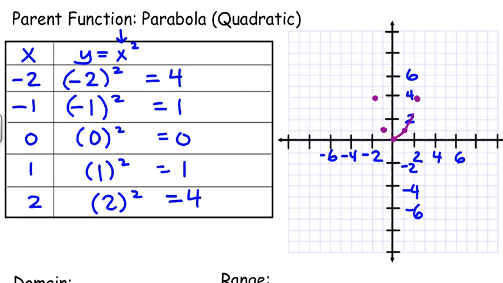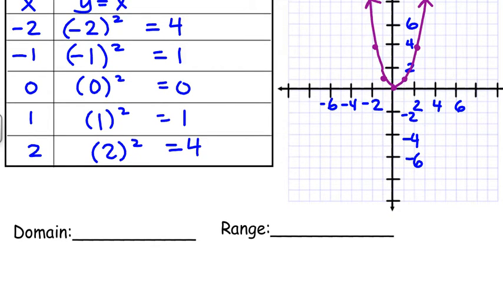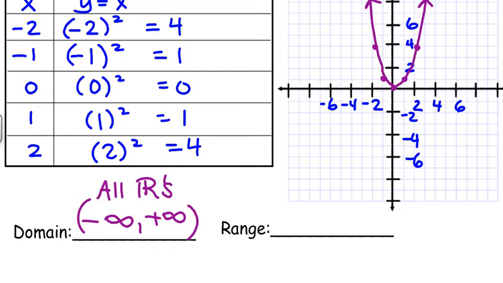So you'll see the shape of this graph looks like a U. This is called a parabola or quadratic function. Now our domain. Our domain is what type of numbers can we plug in for x. There are no restrictions. So we say the domain is from -infinity to +infinity. Or another way to write this is all real, which represents all real numbers.